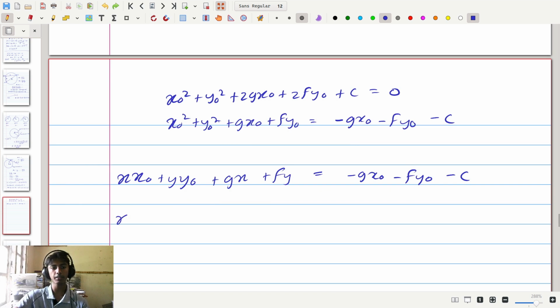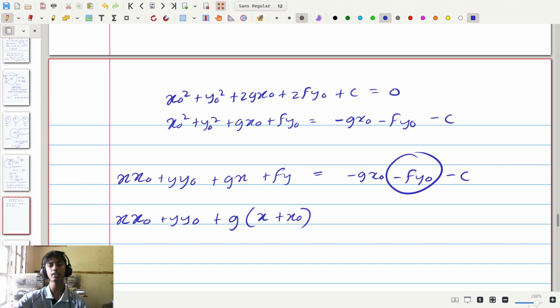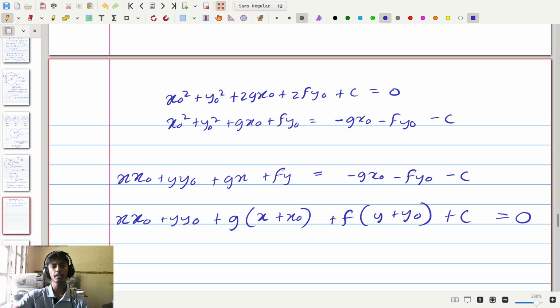Grouping terms, taking everything to one side and simplifying, we get x times x0 plus y times y0. Taking this negative gx0 and this gx to one side, we can see that what we get is g times (x plus x0), and taking this fy and this negative fy0 together, we get plus f times (y plus y0), and then taking this c to this side, we get a plus c. And then this is all equal to 0. This is the standard way that we normally write the equation of the tangent line to a circle at a point x0, y0 on the circle.